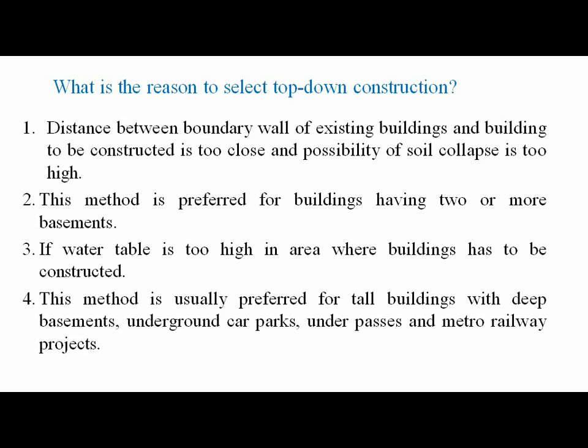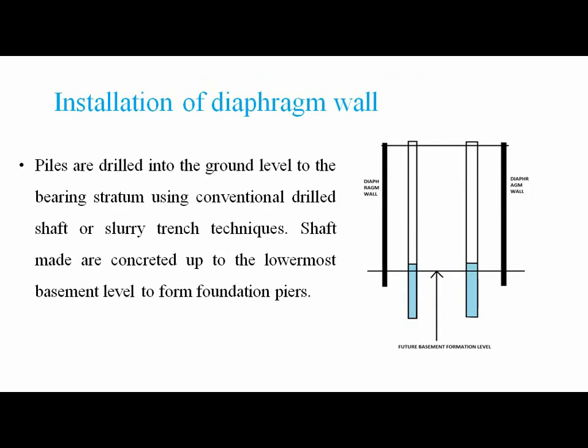And one more reason is this method is usually preferred for tall buildings with deep basements. As I have told, tall buildings with deep basements, like multi-story structures which have deep basements, or underground car parks, underpasses and metro railway projects. So in all these types of projects you can go for the top down construction. So next we'll go for the method of construction of this top down construction.